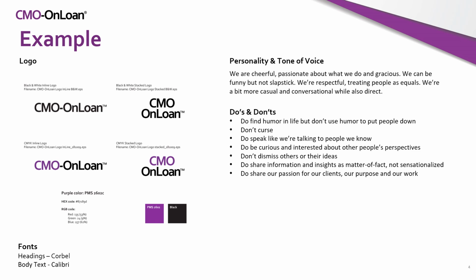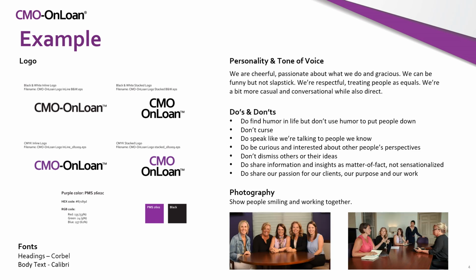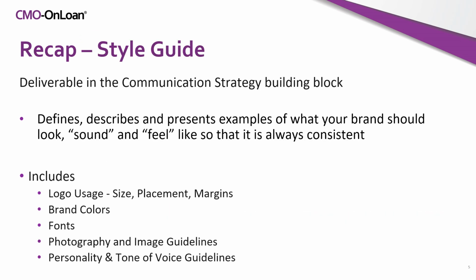Right below that, again, we did this as part of the brand strategy. And then some photography. We kept it super simple for this example, show people smiling and working together. So that's what you can see. That is our very simple CMO-OnLoan style guide. It could be a lot longer. It could be a PDF. This is just an example.